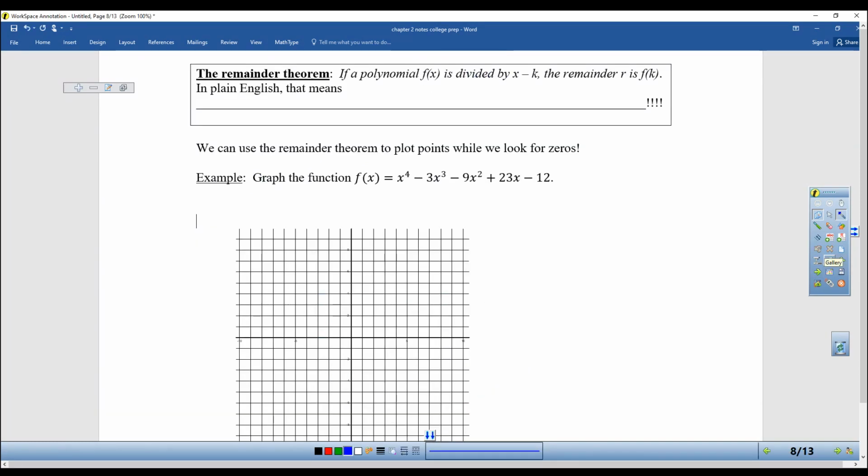All right. The remainder theorem says, if a polynomial is divided by x minus k, the remainder r is f of k. I know, math is so confusing, right? In plain English, that just means the remainder is the y value.